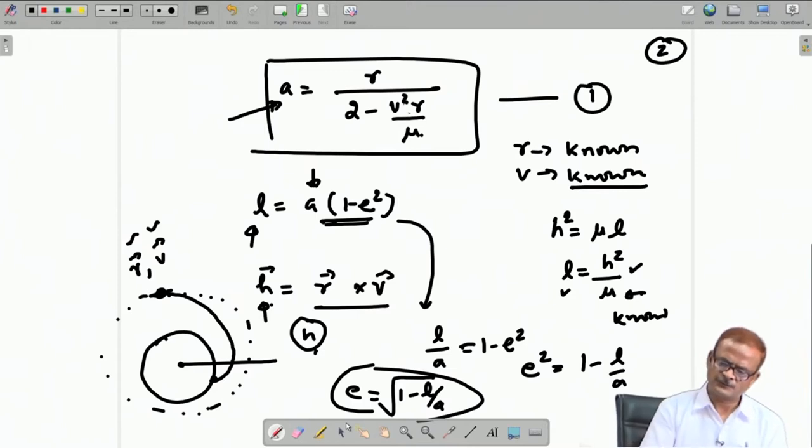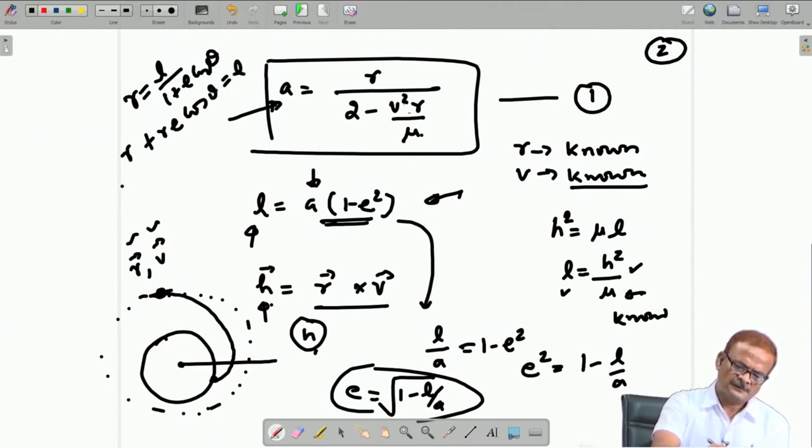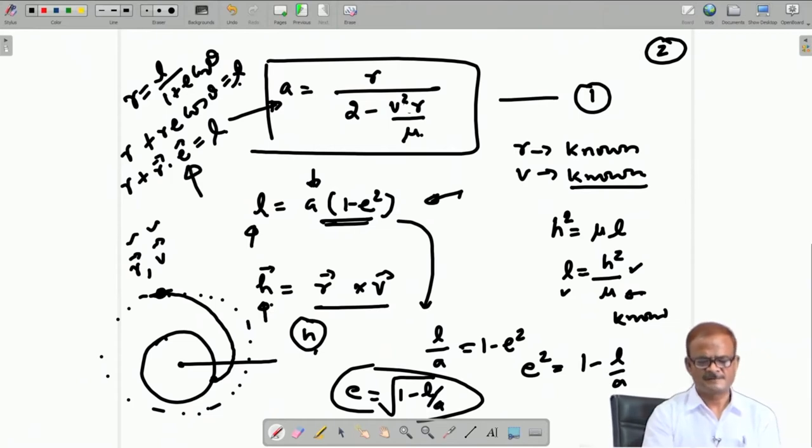Sometimes it may be very useful to work out using this expression rather than going into what I am going to derive. But one of my objectives, as I told you earlier, is this: while we have written r equal to L by 1 plus e cos theta, we have reduced it to the form r e cos theta equal to L, or r dot e equal to L. Here e is appearing as an eccentricity vector.